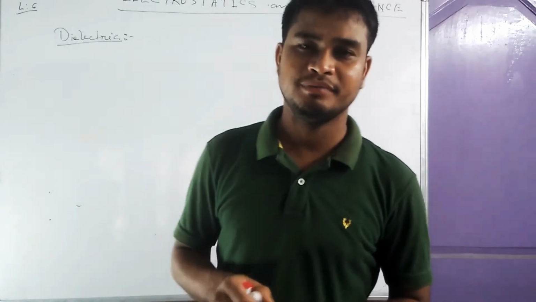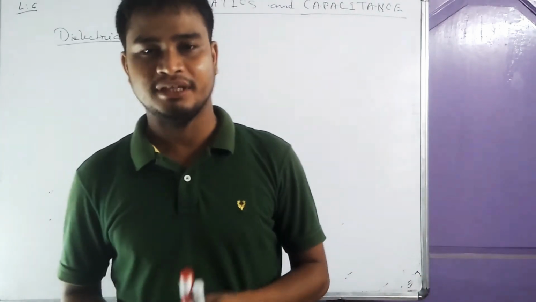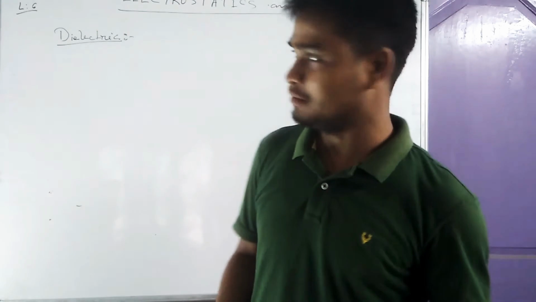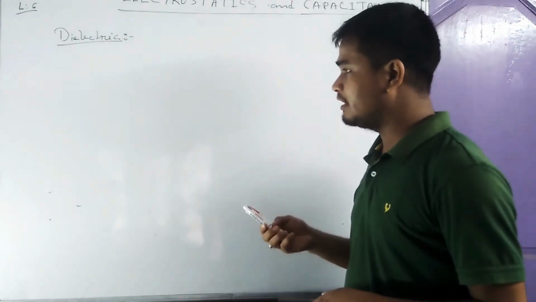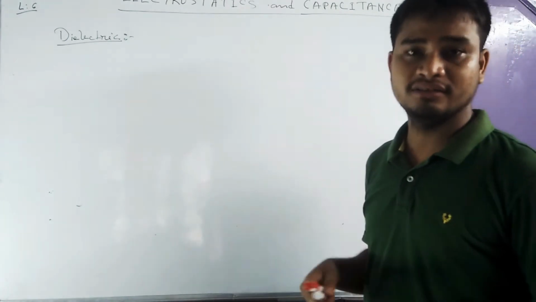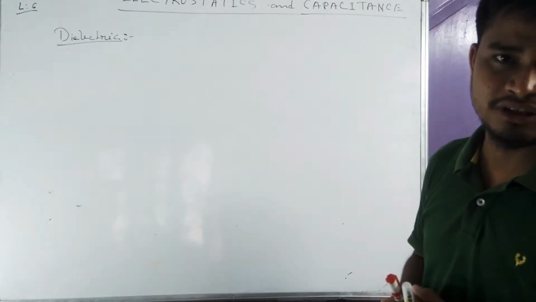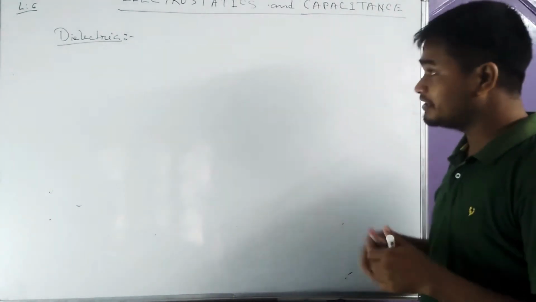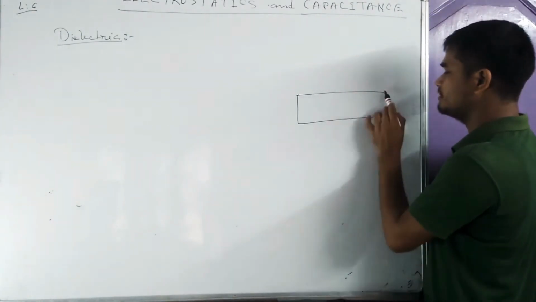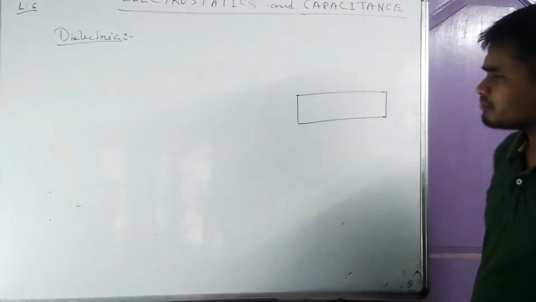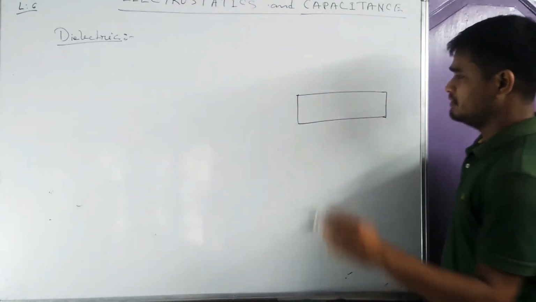We are discussing chapter number 2, electrostatics and capacitance. Today we will discuss the topic of dielectric. Already we have come to know what a conductor is and what an insulator is. Now, what is a dielectric? We have to see. Let us consider this is a dielectric material.